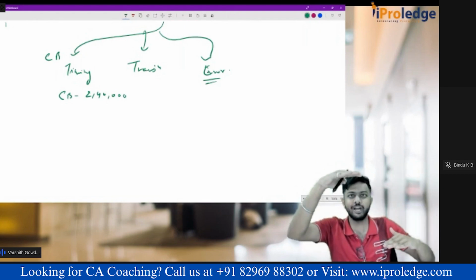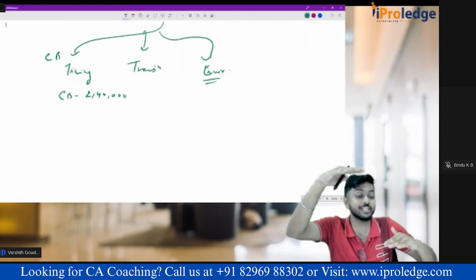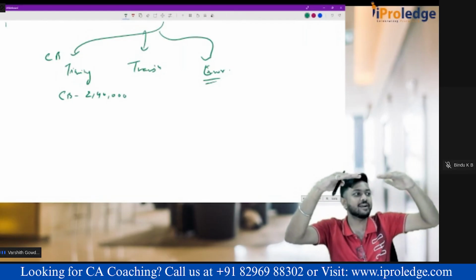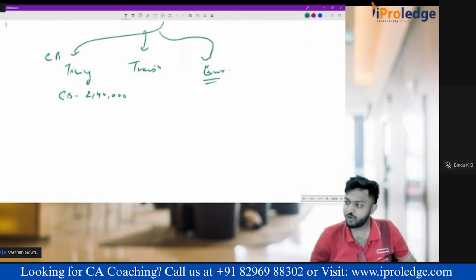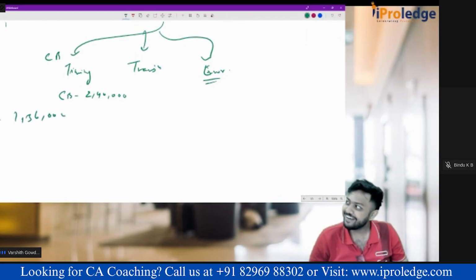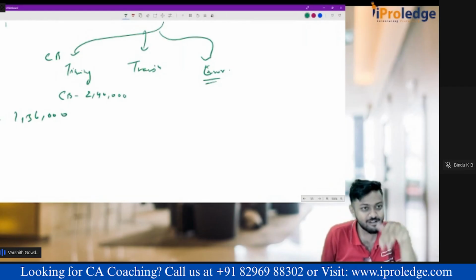So how can you make it equal? Either this should come down or this should go up. Which one to touch? For that you have to see from where you are starting the BRS. Cash book. So you can touch only this. So add. Add 1,36,000. Okay. Then checks deposited but not cleared.